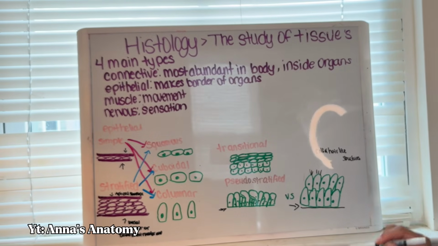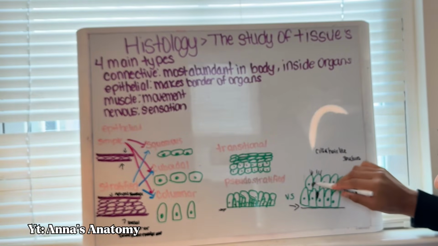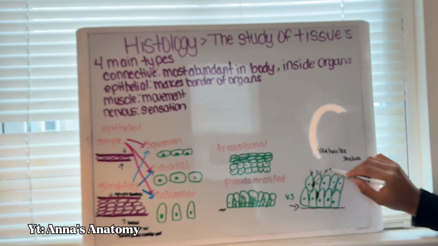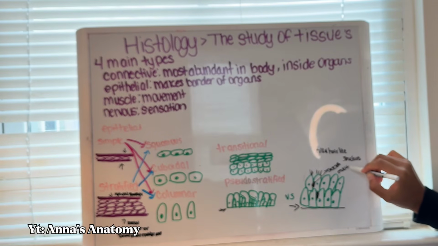And we also have something within columnar cells that you'll find that are called goblet. They're goblet cells. And these are mucus secreting cells.